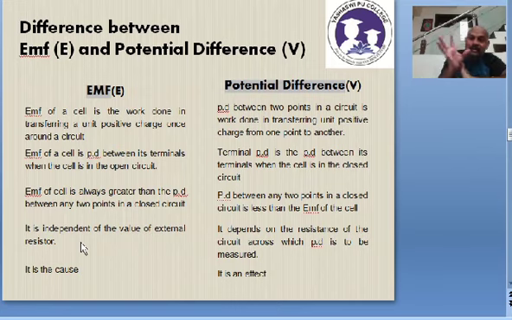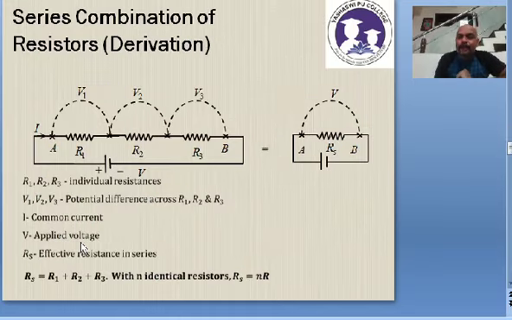EMF is a cause because it makes the current flow, and potential difference is an effect. That means due to EMF, potential difference comes. Without EMF there is no potential difference. Okay, so these are the differences between the EMF and the potential difference.